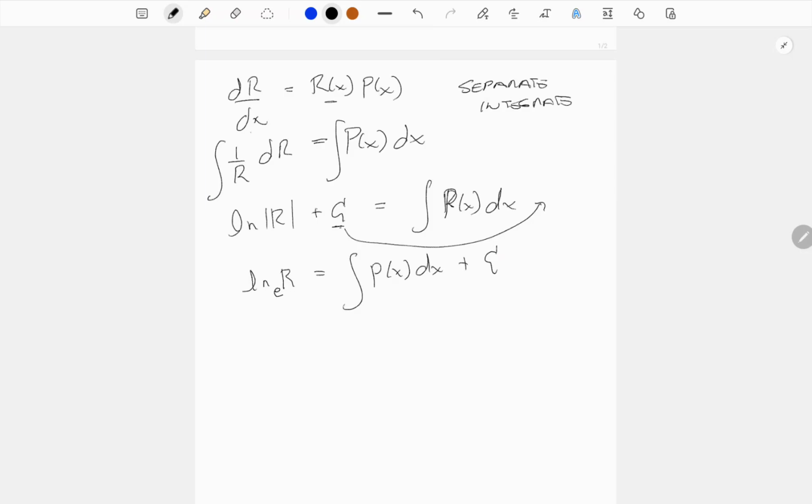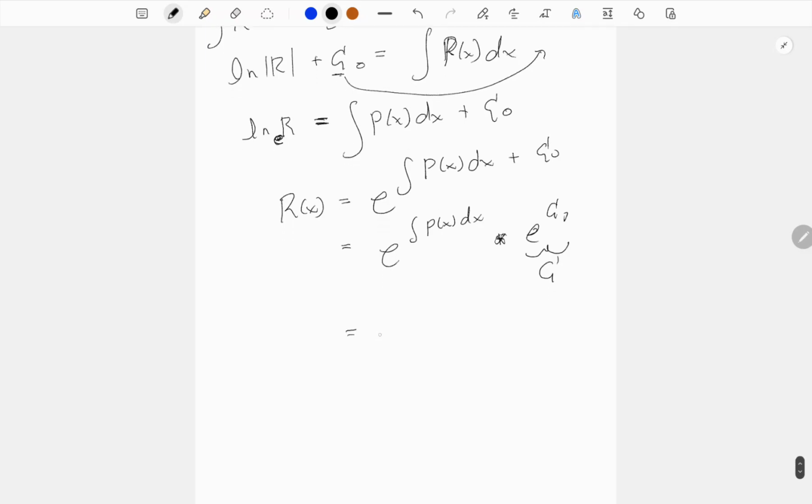Well, what is r? ln is base e, so e to whatever's on the other side of the equation. So r of x is equal to e to the integral of p of x dx plus some constant, which is e to the integral of p of x dx times e to the c. We'll call this c naught, just to make life easy. This itself is a constant. So what we have is c e to the integral of p of x dx.